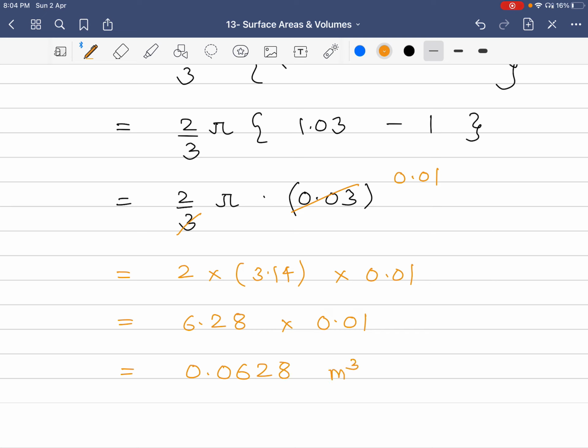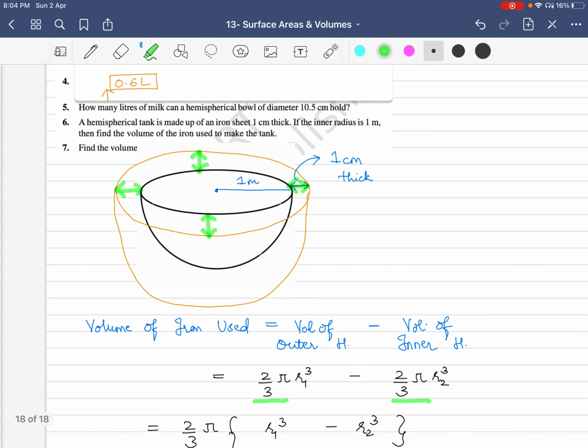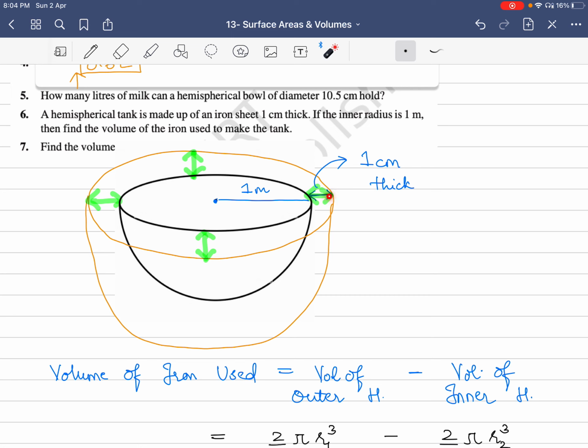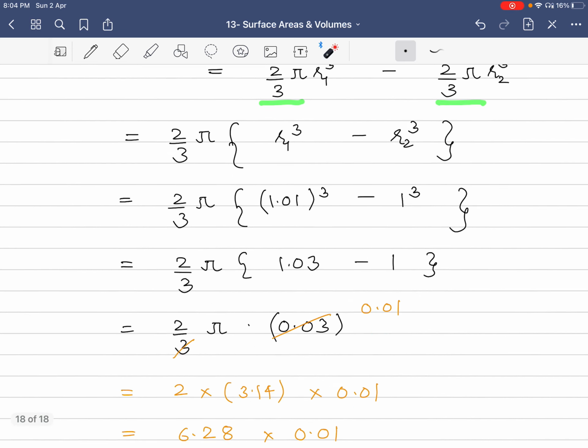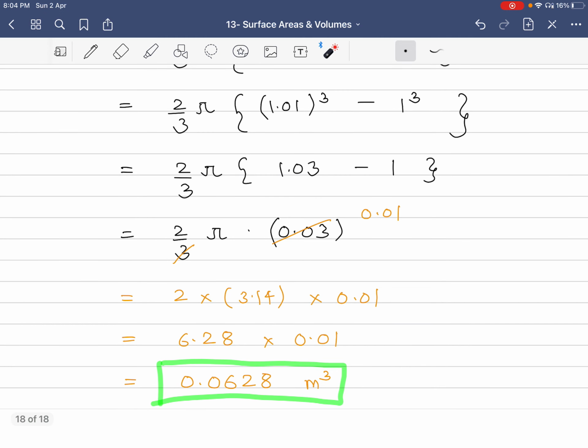This is meter cube. The unit is very important. This is the volume of ion that was used to make this hemisphere, 0.0628 meter cube. A very small amount of ion is used, because although the figure looks quite big, it is just 1 centimeter thick. This is actually a very big hemisphere of 1 meter, and the thickness is very small, 1 centimeter. Just to understand it in a better way, we have made this huge diagram. But since this is just 1 centimeter thick, the volume of this entire orange iron hemisphere is also very, very small, and as we have found, it is 0.0628 meter cube.